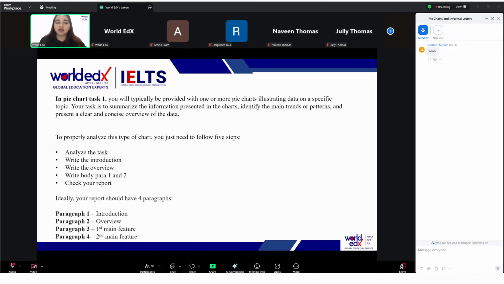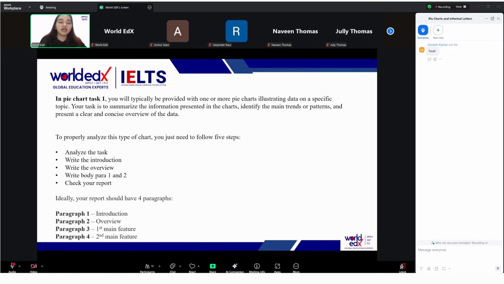And then once you've written the introduction, body paragraph 1, body paragraph 2, and overview, you just need to check your report and make sure that you have written the connectors well. You have written the introduction with its fair share of paraphrasing. So these are the ways in which you basically write a pie chart. Again, you will not just get a pie chart, you can get any of the graphs, so you have to be familiar with each kind.